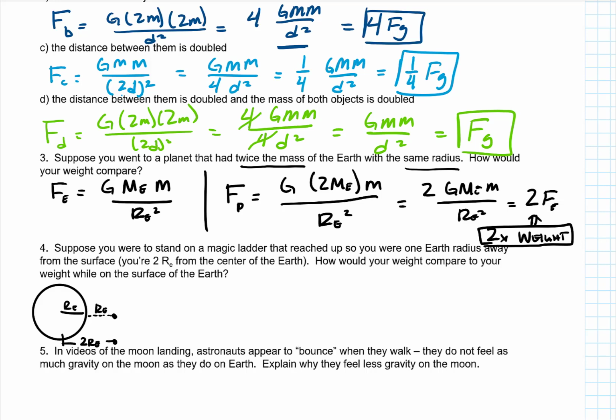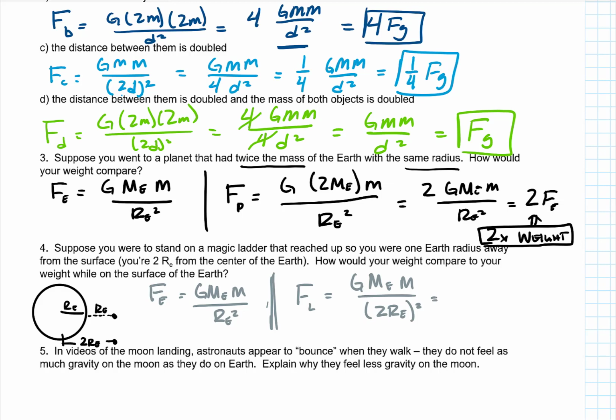On Earth, just like we had before, the force of gravity on the Earth is G times the mass of the Earth times your mass over the radius of the Earth squared. That's what's happening when you're standing on the surface. But now, your force on this super magical ladder, well, the mass of the Earth is the same, your mass is the same, but we have twice the radius of the Earth now.